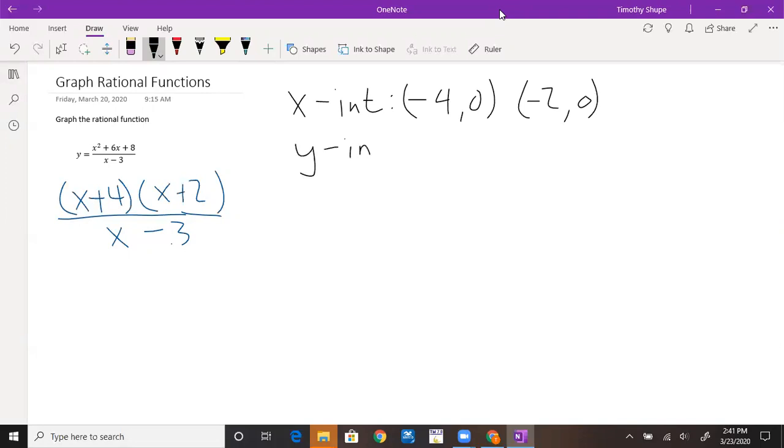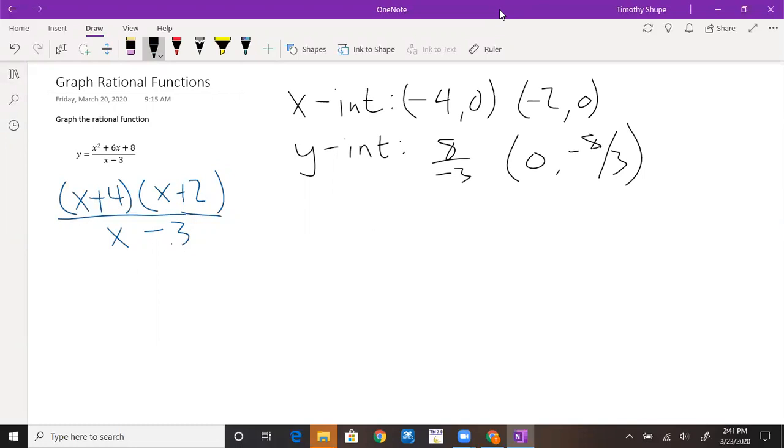Secondly, I'd want to find any y-intercepts that I have. So y-intercepts on this one, I could plug in a 0, and I'd probably use the original form. That way I don't have to multiply anything out, and I can get a 0 plus 8 on the top, so I end up getting an 8 over a -3. So in coordinate form, I can pair that up with a 0 and say 0, -8 thirds.